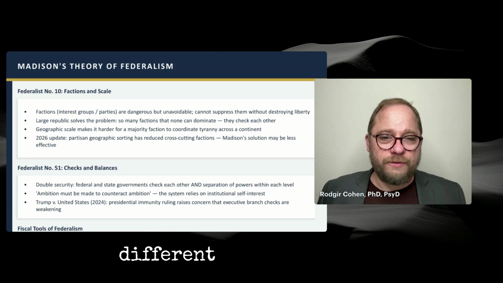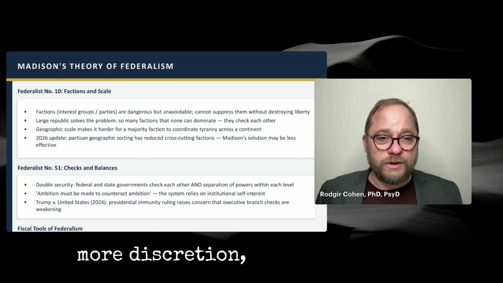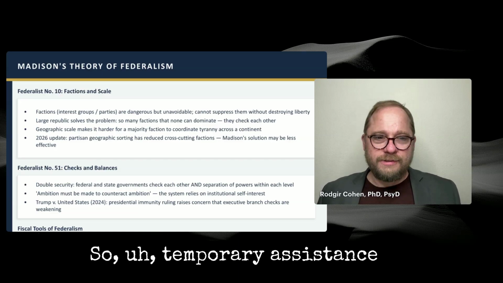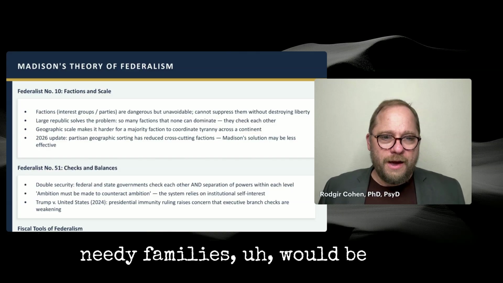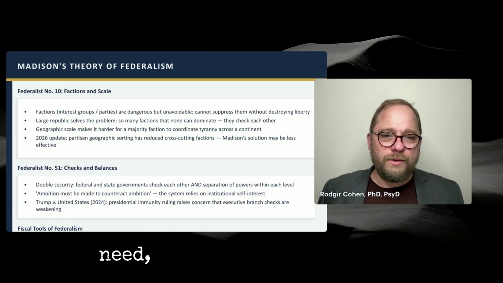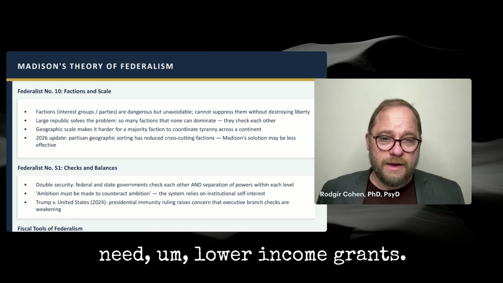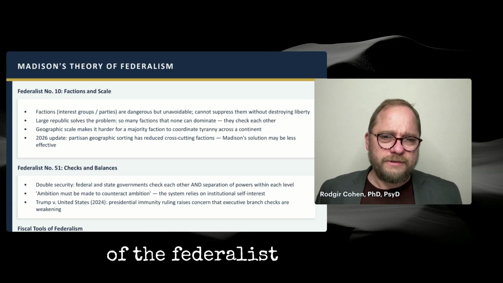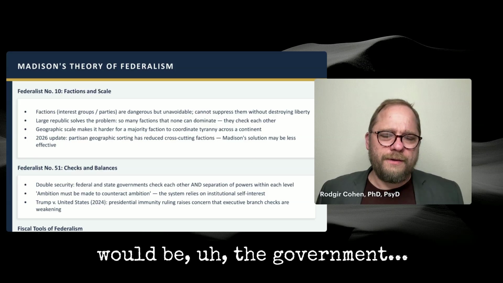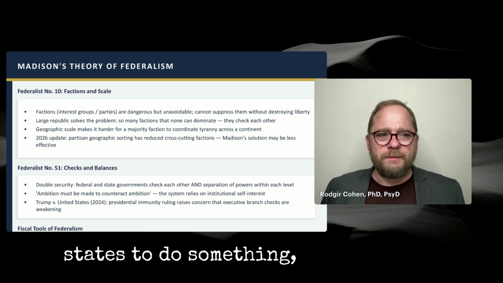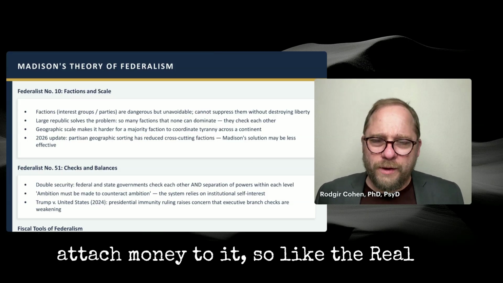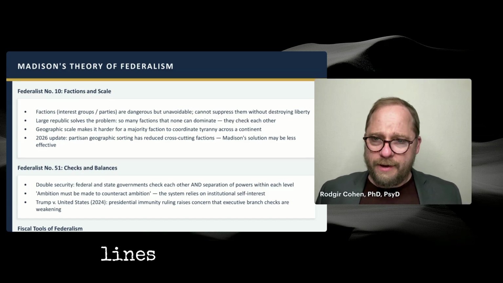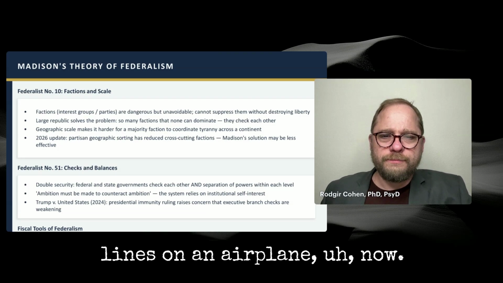Block grants are a different form of funding. They give money to states with more discretion, money for a broad purpose with fewer conditions. Temporary Assistance for Needy Families, for example, is a way to give money to people who need lower-income support. And then there are unfunded mandates within the funding system of federalism. That is when the federal government requires states to do something, but doesn't attach money to it. Like the Real ID: if you want to travel across state lines on an airplane now, you'll have to have a Real ID or a passport.